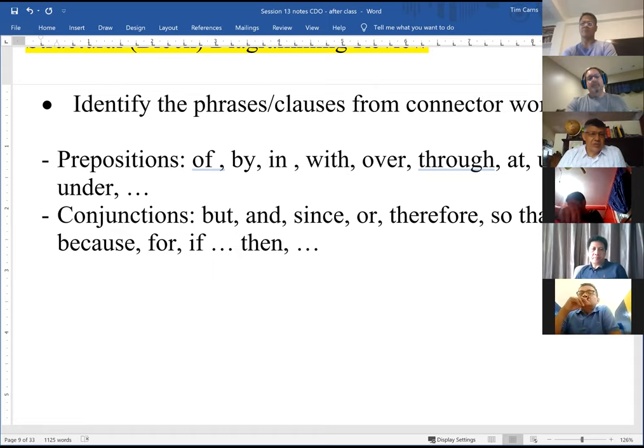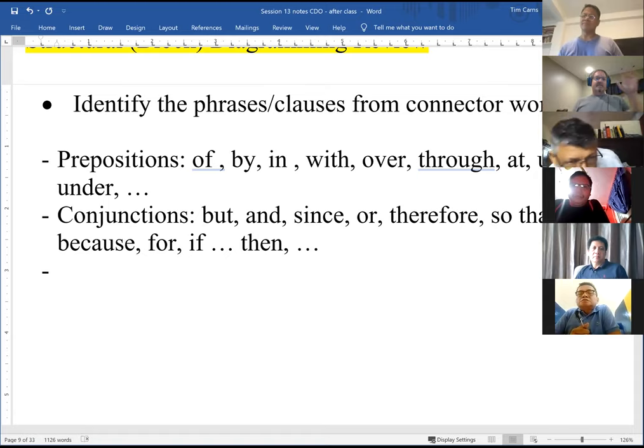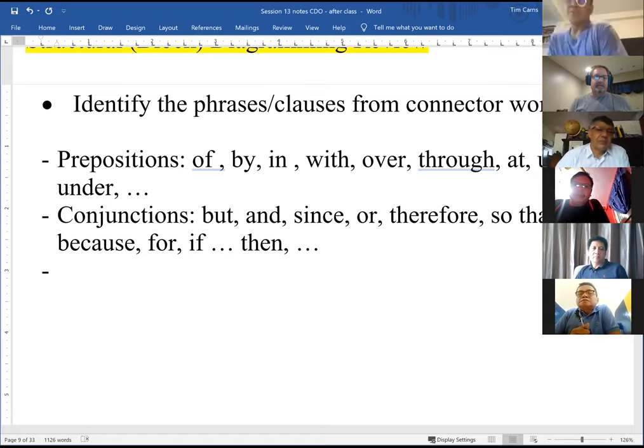All right, so we have prepositions that are connector words and conjunctions. Those are by far the two most common. I would say 90% of phrases and clauses will have these connector words. So we look for those, because what we want to do at the beginning is identify each of the phrases in the passage, and we do that by identifying the connector words. There's another kind of connector word, and they're called relative pronouns.